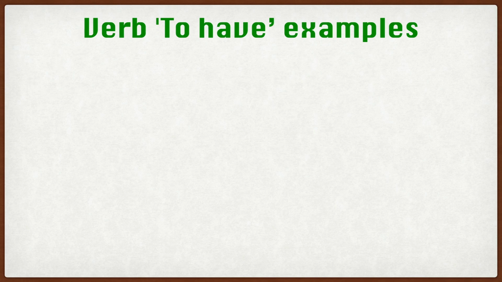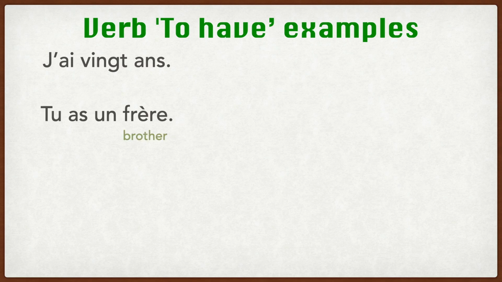Now let's learn more examples for the verb to have. For example, I'm 20 years old. J'ai 20 ans. You have a brother. Tu as un frère. He has a house. Il a une maison. She has a car. Elle a une voiture.